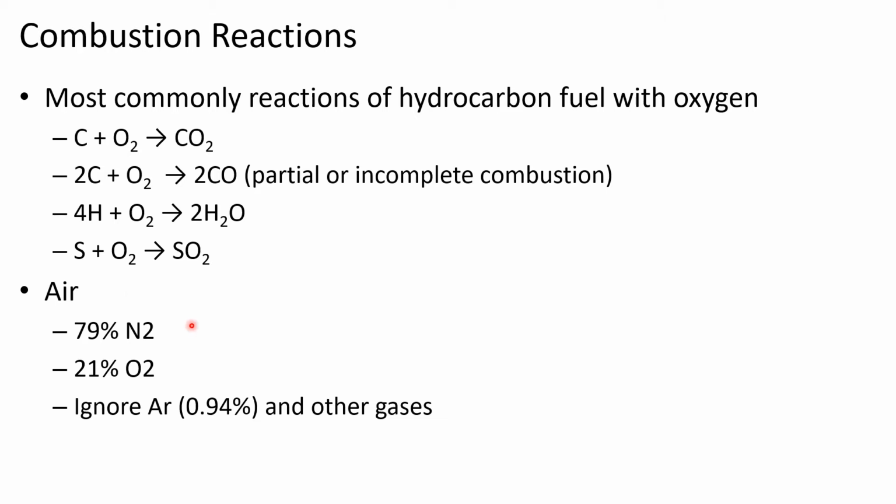And for the purposes of the problems we'll be working here, we're going to assume that air is 79% nitrogen and 21% oxygen. Now we know air is not exactly this, that it contains a little bit of argon, up to approximately 1%, and there's other gases. But for the purposes of the calculations we'll do here, we're going to assume that air consists of 79% nitrogen and 21% oxygen.